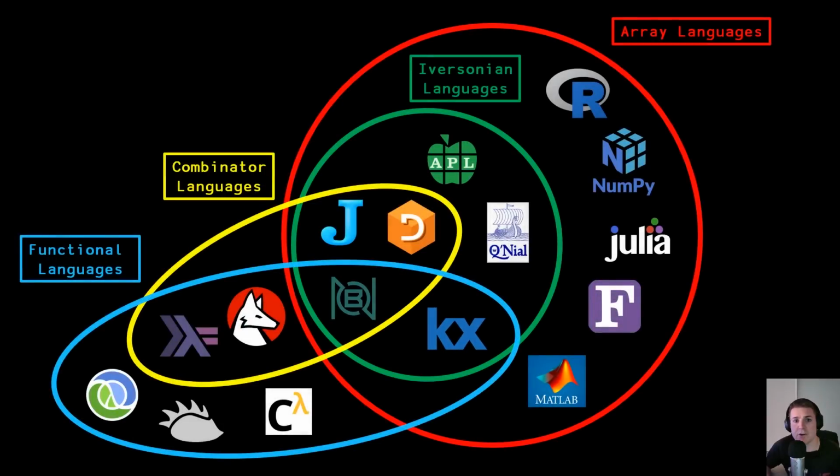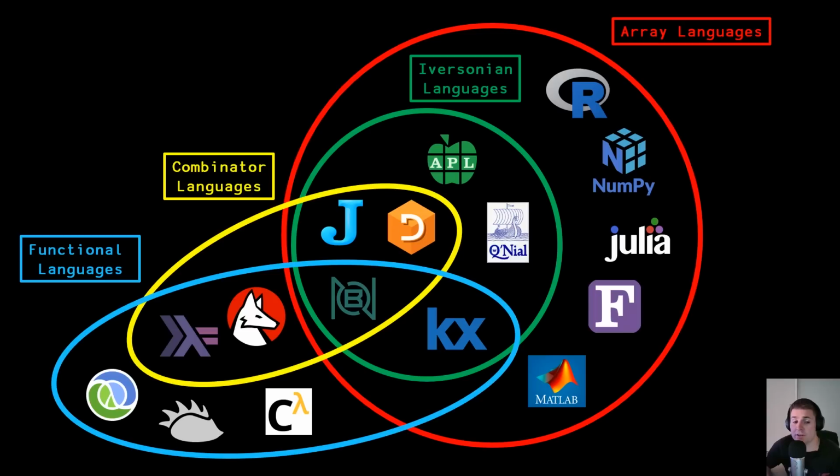This sort of diagram shows the delineation between array languages, Iversonian array languages, aka languages that derive directly from APL or its descendants, functional languages, and then combinator languages. And you'll note that KX falls in the Iversonian circle of languages, but outside the combinator languages circle. So J, Dyalog APL, and BQN are the only Iversonian languages that have good support for combinators. With that said, let's move on to the NumPy solution.